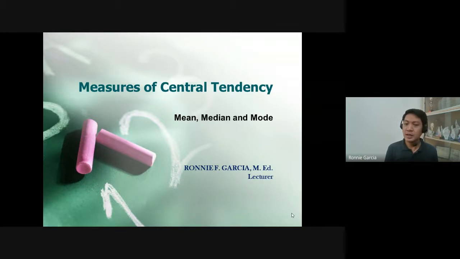Aside from the sampling techniques, we also discussed, meron pa bang na-discuss? Daabay, you are raising your hand. Mr. Daabay?